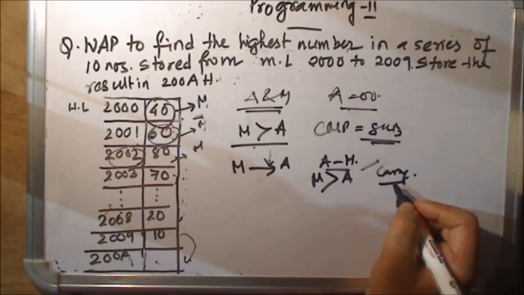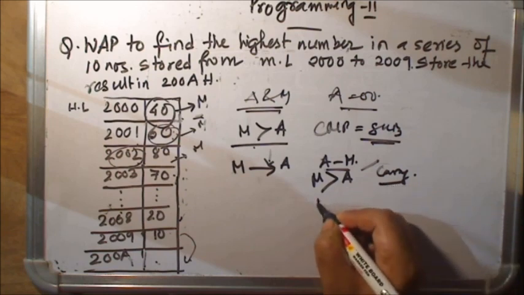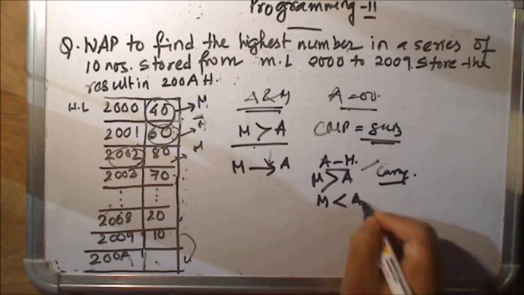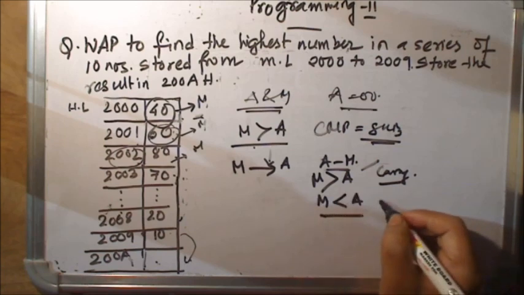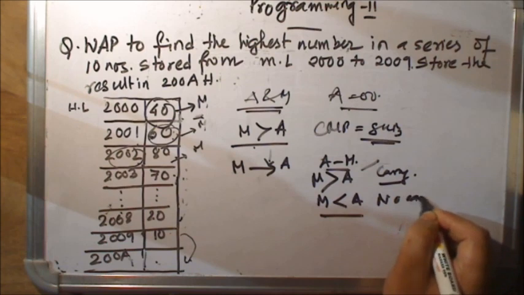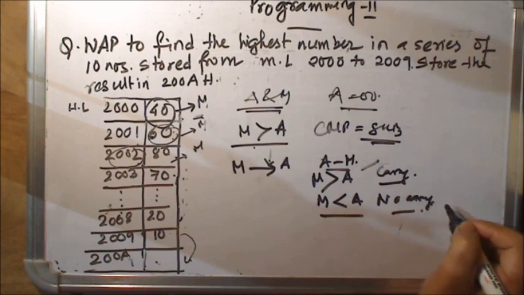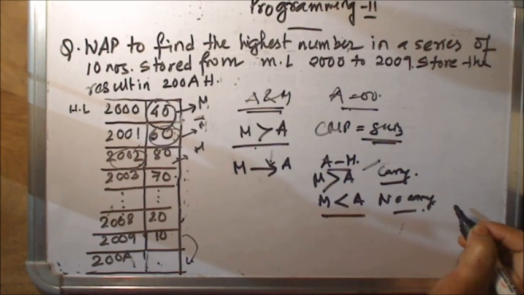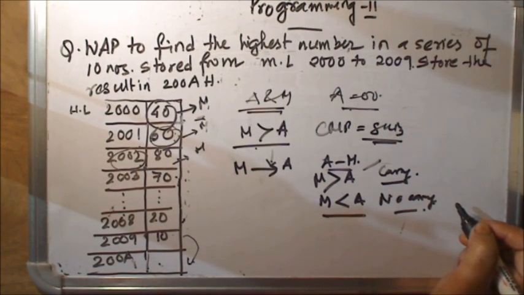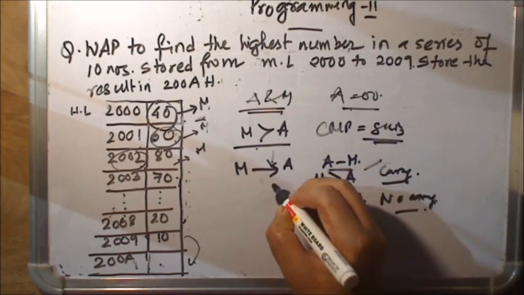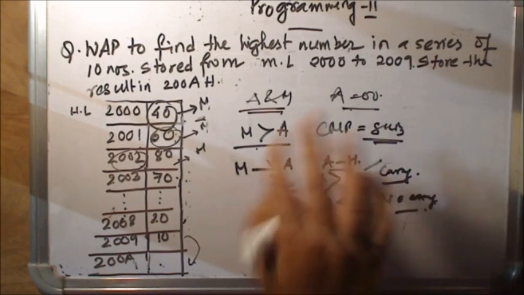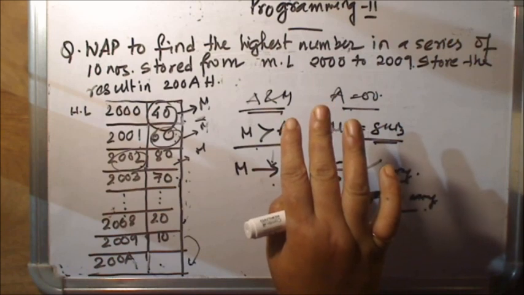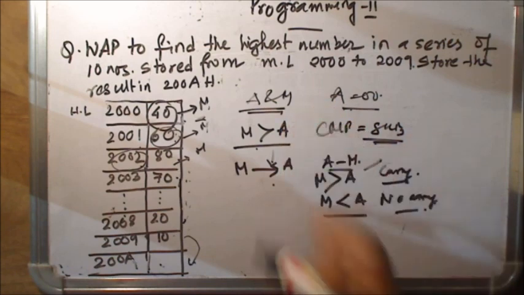That means if A is greater than M, there will be no carry, right? If there is no carry, we don't need to copy anything. So if a carry is generated, we will copy the number into A. If carry is not generated, we will not do anything. Okay, right? This is the logic.